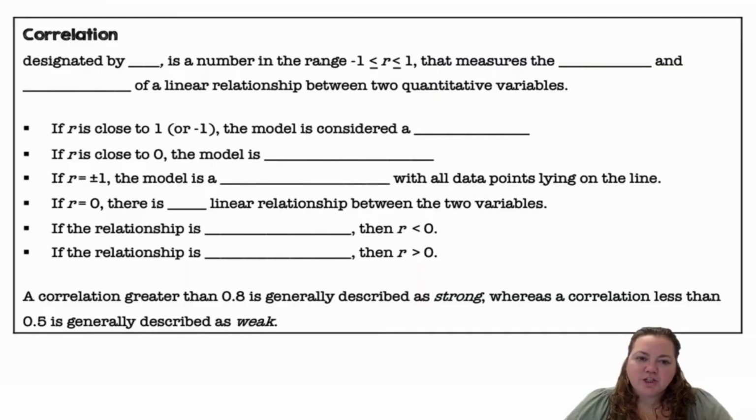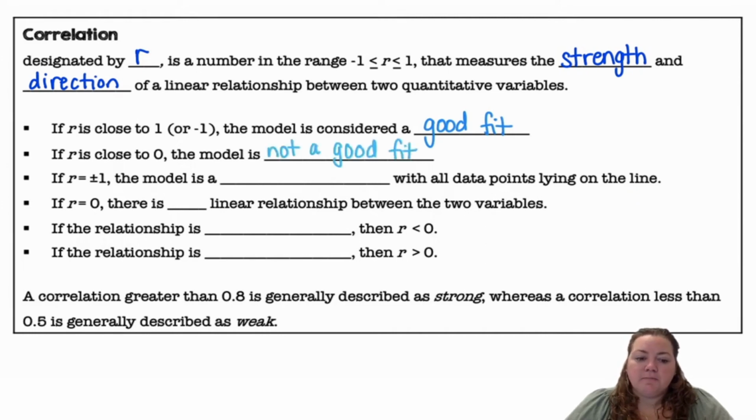All right, so the correlation is designated by the letter R, and it uses a range of numbers between -1 and 1 that measure the strength and relationship of a linear relationship between two quantitative variables. If R is close to 1 or -1, the model is considered a good fit. If R is close to 0, the model is not a good fit.